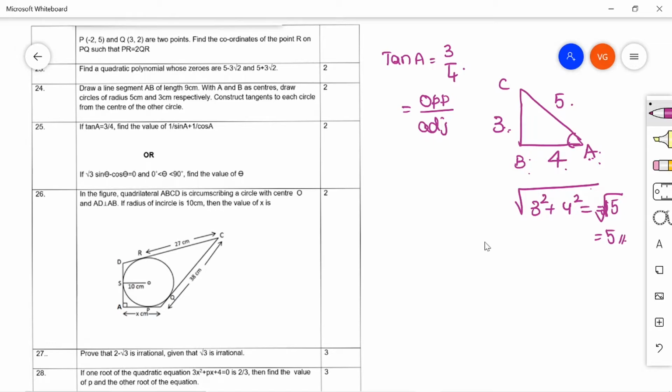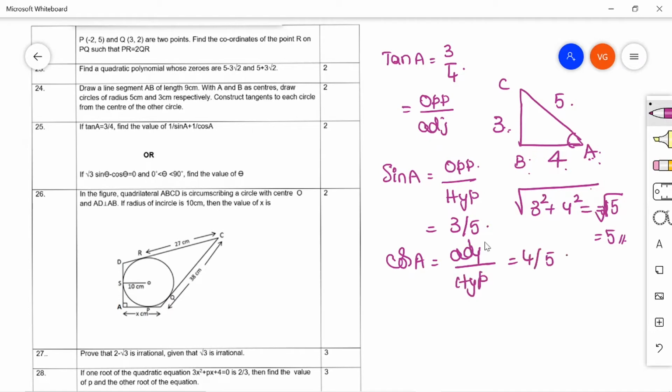Now they are asking you to find 1 by sin A plus 1 by cos A. So sin A is nothing but opposite by hypotenuse. Write it down: opposite is 3 and hypotenuse is 5. Cos A is adjacent by hypotenuse, that will be 4 by 5. So substitute: 1 by sin A plus 1 by cos A is equal to 1 by 3 by 5 plus 1 by 4 by 5.